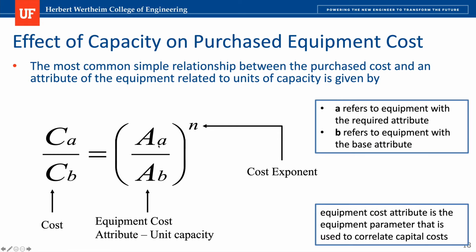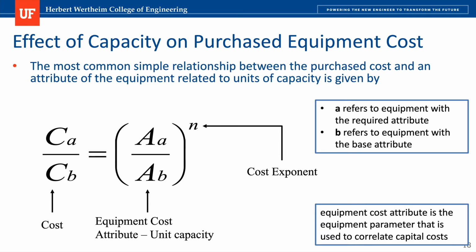Using this relationship, you have the equipment attribute, which can be the capacity, and I call it A. It's an attribute because it depends on the equipment. Like the attribute for a heat exchanger is the surface area of the heat exchanger, but for a vessel it is the volume. So this is what we call A, the attribute. Please do not confuse this with the area. We're not necessarily all calculating areas.